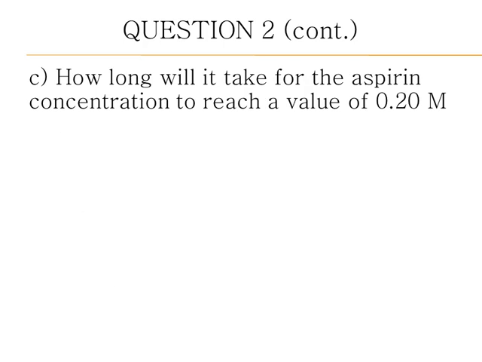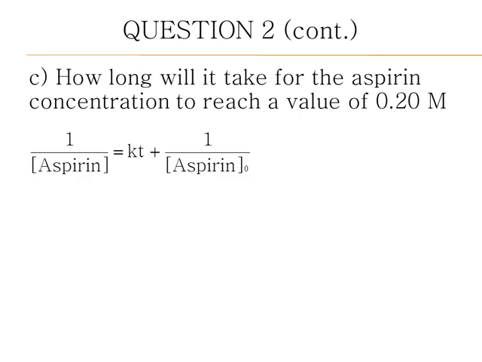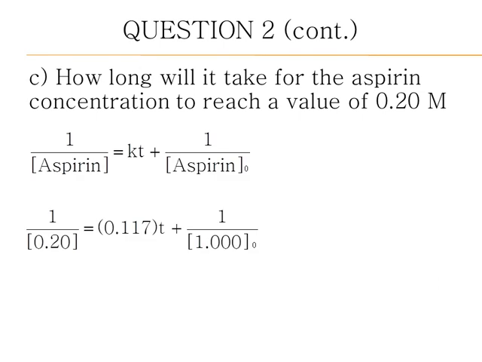And finally, C asks how long it will take for the aspirin concentration to reach a value of 0.2. It's sort of like half-life ones. We have our equation, then we plug in the values, and then we solve for t, which comes out to be 34 minutes.